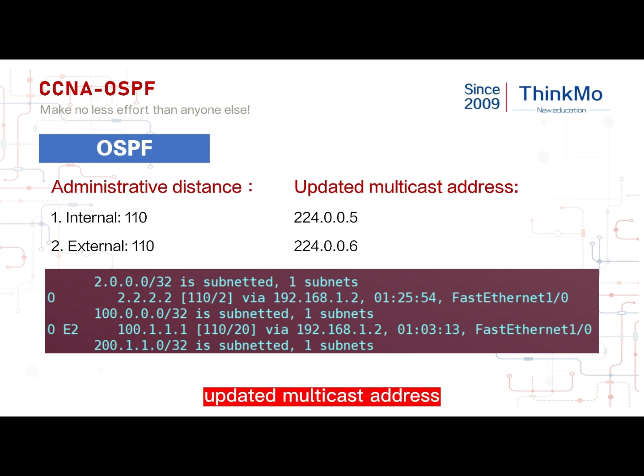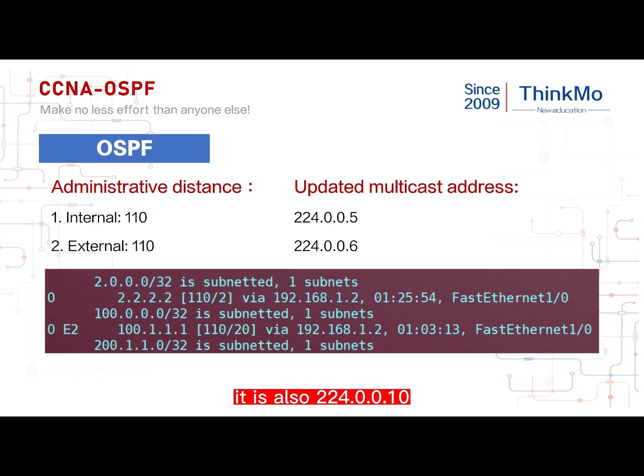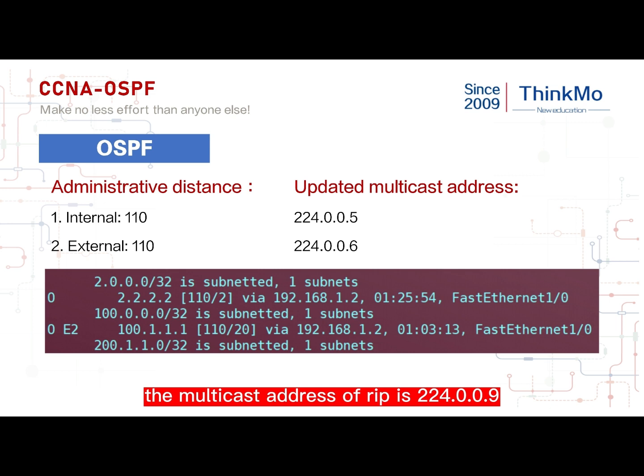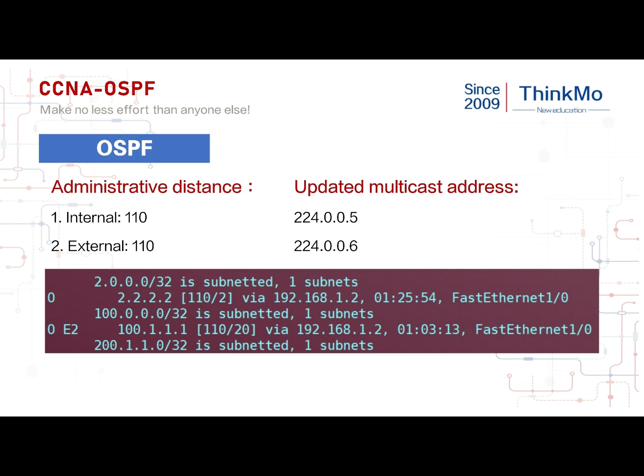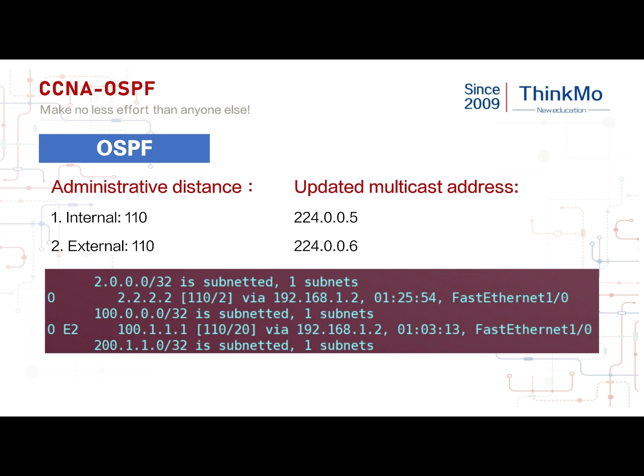Updated multicast address. Remember what the multicast address of EIGRP is? It is also 224.0.0.10. The multicast address of RIP is 224.0.0.9. OSPF is special. It has two multicast addresses. One is 224.0.0.5. One is 224.0.0.6. Wait until we finish talking about the state of the interface, then we will talk about these two multicast addresses. But you need to know OSPF uses 0.5 and 0.6.